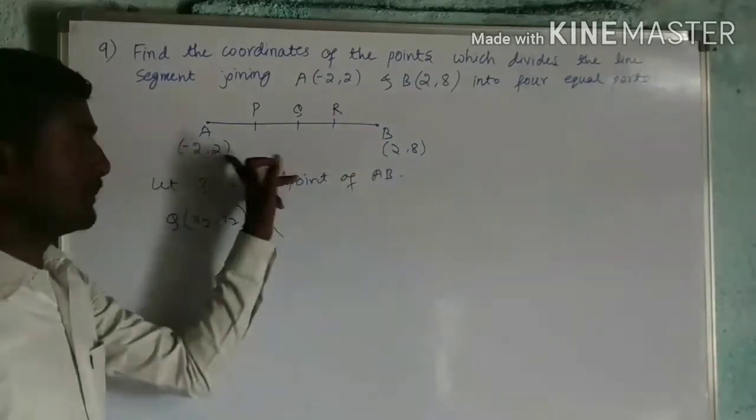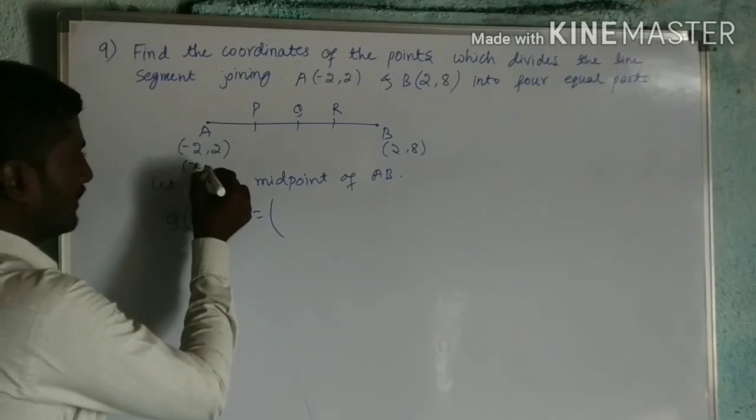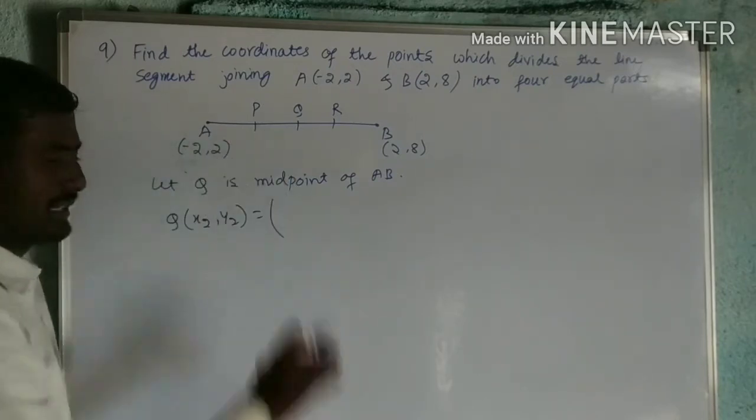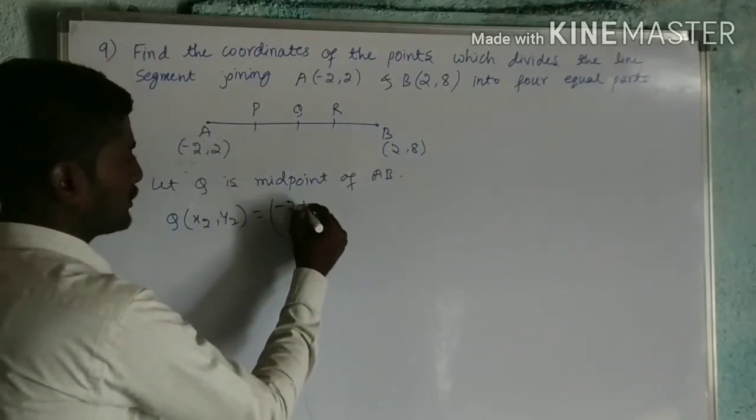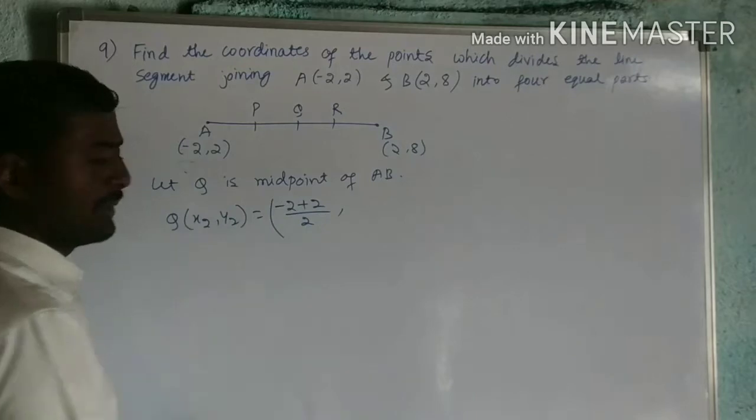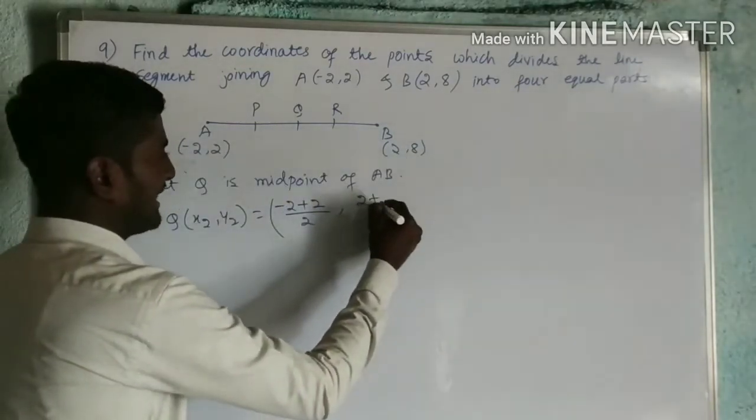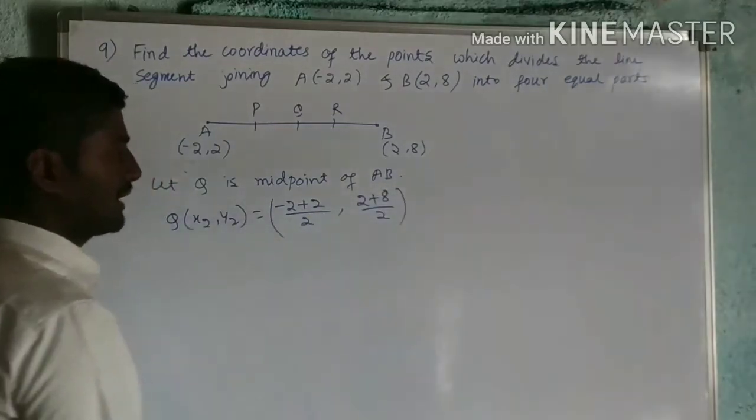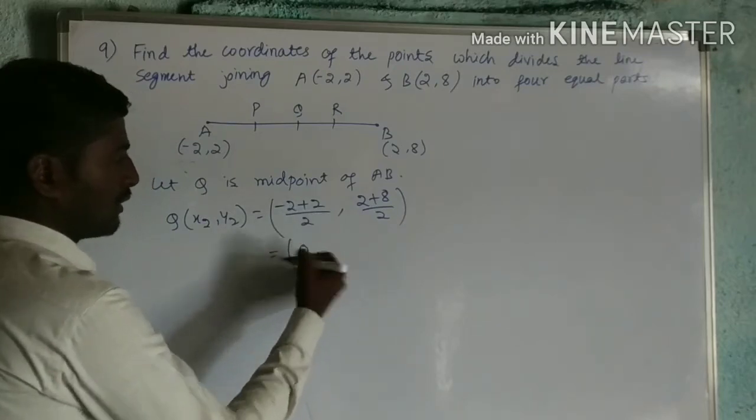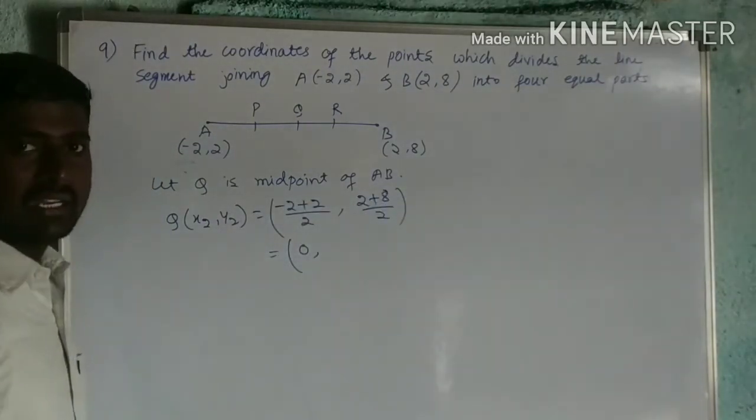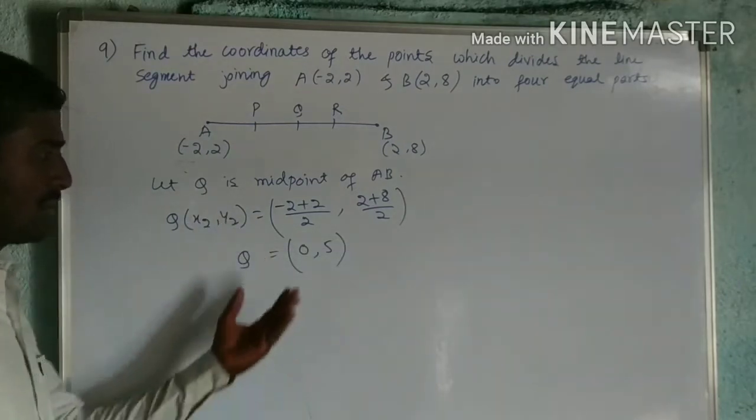Now for this one, midpoint formula. I will take this as x1, y1. Rather than leaving it, directly you can substitute. So that is how much? Minus 2 plus 2 divided by 2, comma, 2 plus 8 divided by 2. Okay, I am applying the midpoint formula here. So minus 2 plus 2 is 0. 2 plus 8 is 10, divided by 2, that is 5. So the value of Q I got is 0, 5.